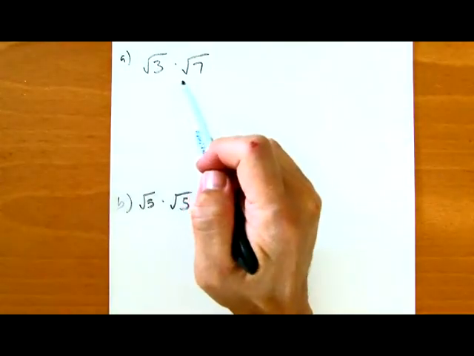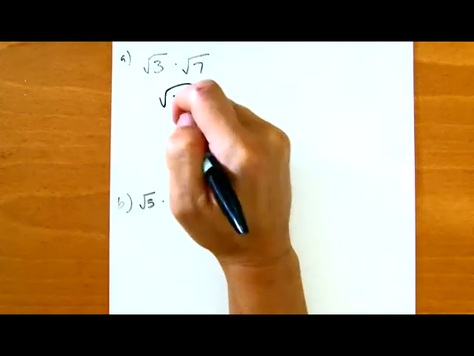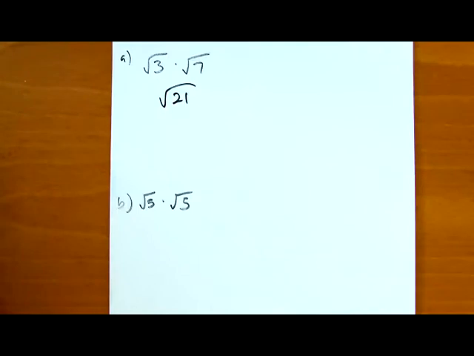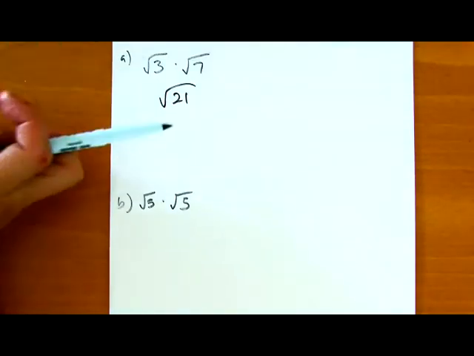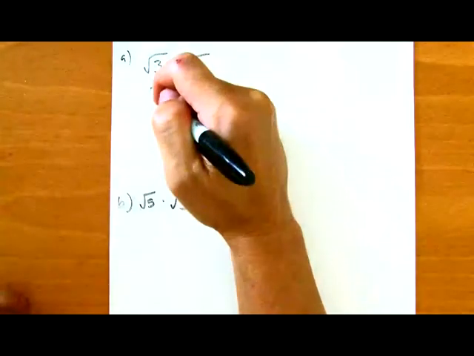Multiply. Radical 3 times radical 7. That's it. There's nothing you can split it up into. 3 and 7 was it already. So since we can't go any further, that's as far as we can go.